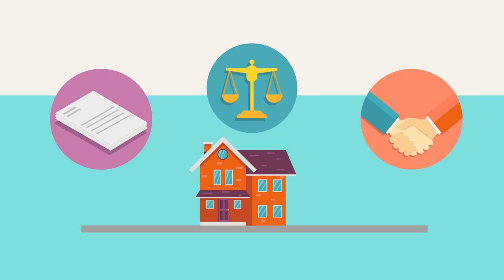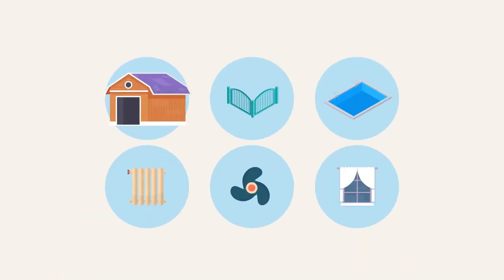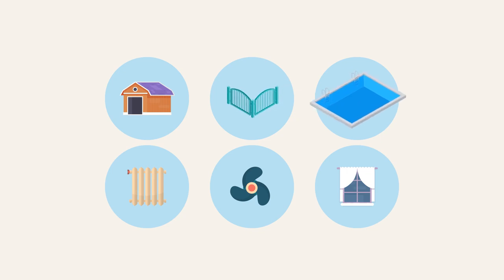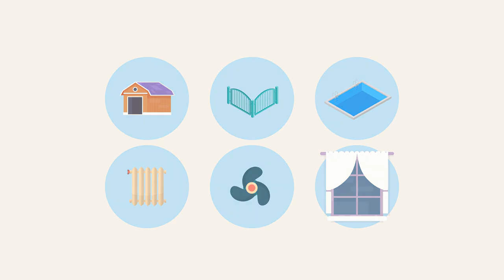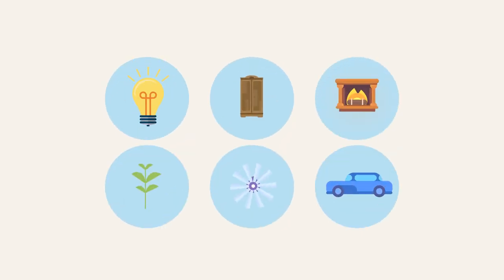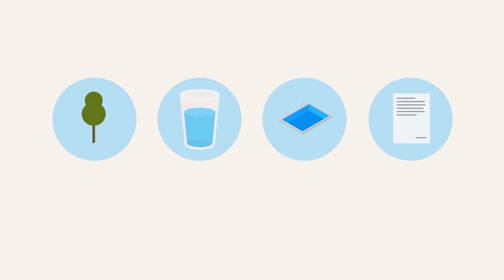Now that you know more about what the definition of an appurtenance is, the next step is to look at some common examples. Exterior buildings like a barn or a shed, a fence, in-ground pools, hot water heater, ceiling fans, window blinds if installed, fixtures excluding trade fixtures, cabinetry, furnace, existing crops, oil or mineral rights, a shared driveway, a tree, water rights, in-ground swimming pools, and of course, easements.